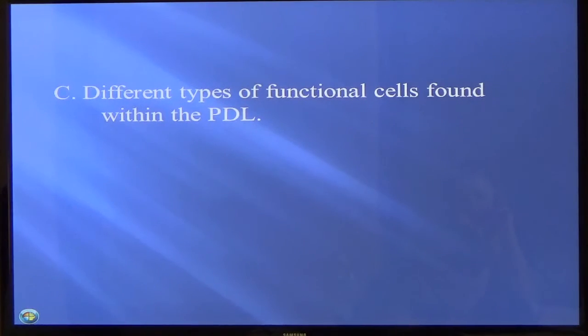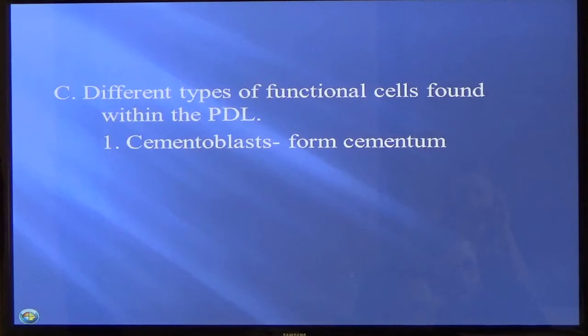Different types of cells in the PDL. Again, in the dentin, and some of you got this wrong, what's in the dentin? Odontoblasts. Odontoblasts make dentin. Cementum, you've got cementoblasts, because they make cementum.